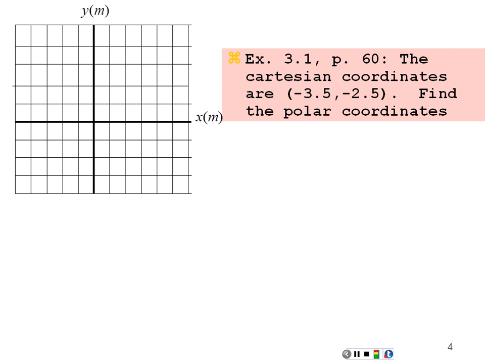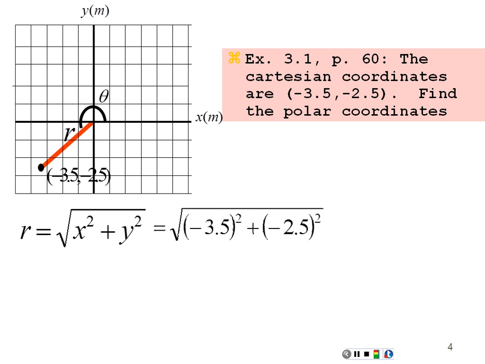Let's try this out. The Cartesian coordinates of a point are x equal to negative 3.5, y equal to negative 2.5. We wish to find the polar coordinates to this point. Well, let's find r. That's going to be the square root of x squared plus y squared. So square root of negative 3.5 squared plus negative 2.5 squared. The negatives, when they're squared, are going to be positive values anyway. And this will give us an r of 4.3 meters.